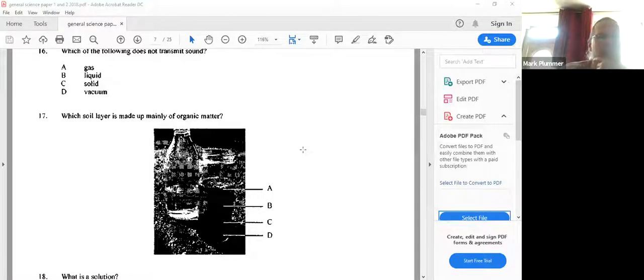Which soil layer is mainly made up of gas and water? Okay, and the answer to this one, this is the Mason.